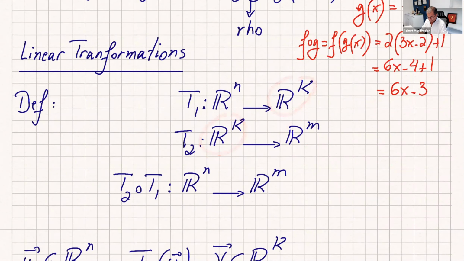T1 rho T1 of u is the same as T1 of u, and we know that's V, so it's T1 of V, and that's going to give you W. Let's look at this example.